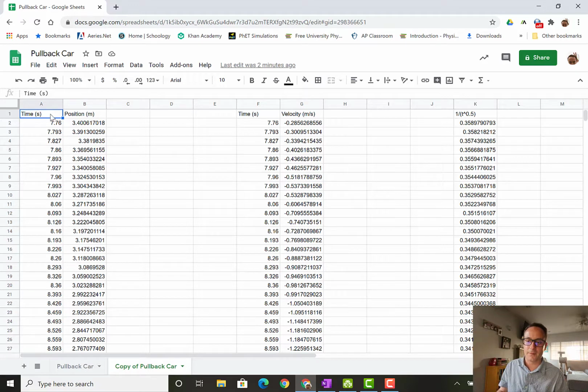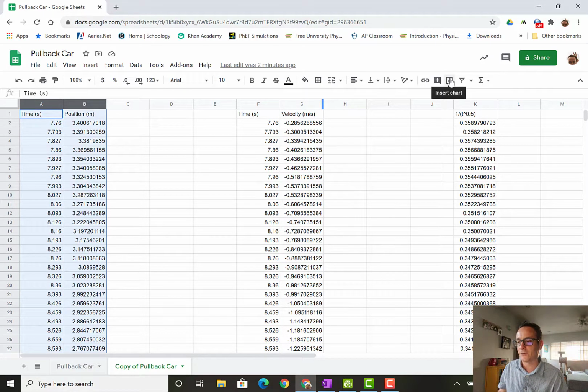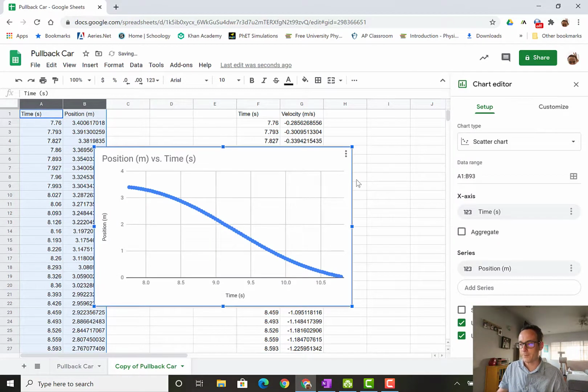So I've got time on the left, position on the right. All you've got to do is highlight both columns. So I just did that. I highlighted both columns. Go up to this icon right up here. It says Insert Chart. Looks like a chart. There are other ways to do this as well. I like to just go to the Insert Chart. I click on that, and nothing happens. Oh, there we go. This is what you want. So you want what is called a scatter chart.